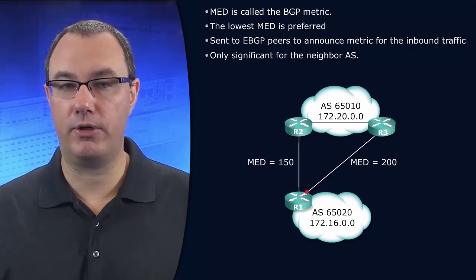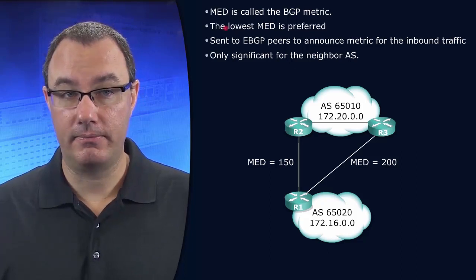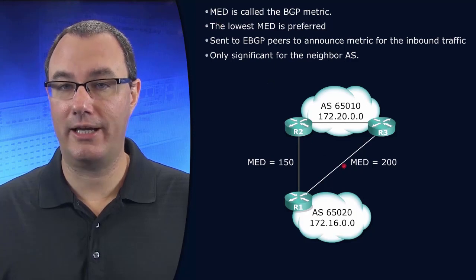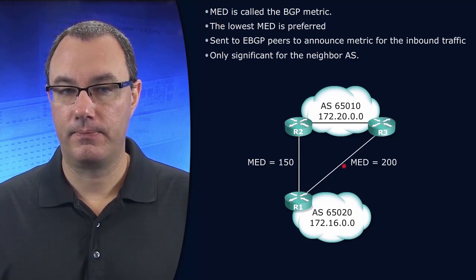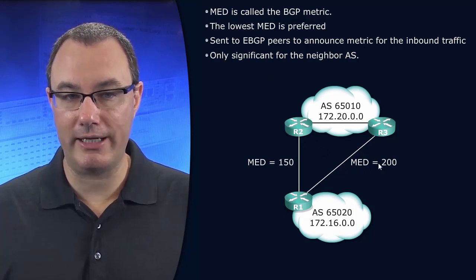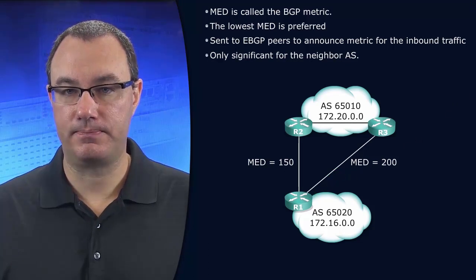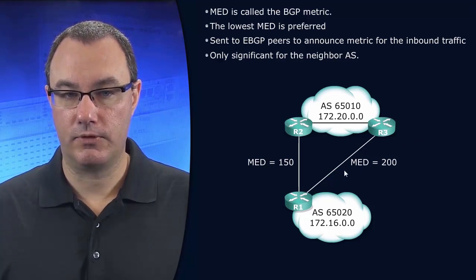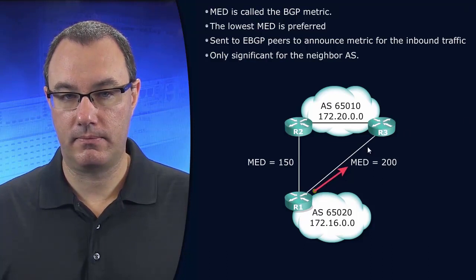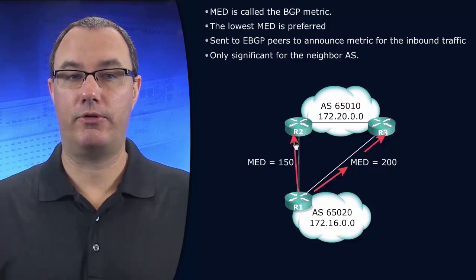What we could do is this. We could devalue via the MED. We could devalue the slower link. And we shoot this advertisement out. So if we're making this advertisement, if we're advertising these routes, they're shot out.